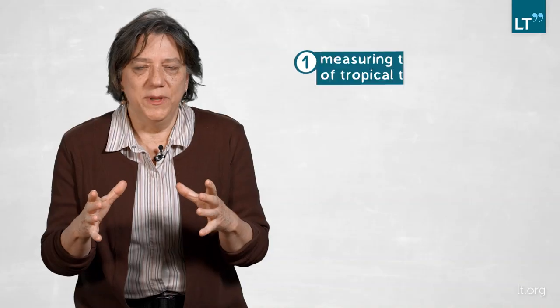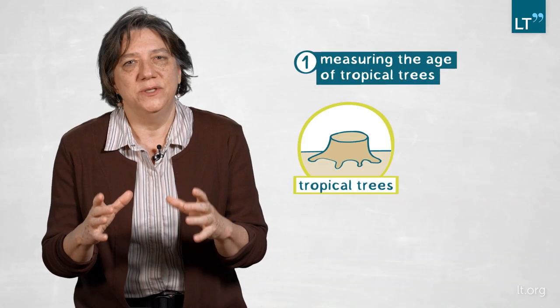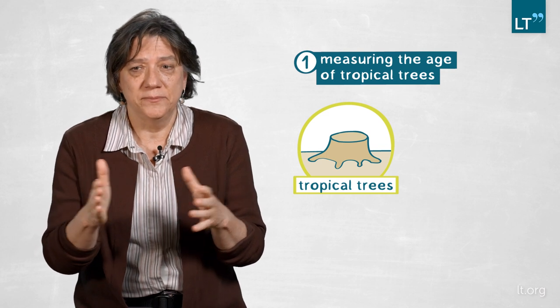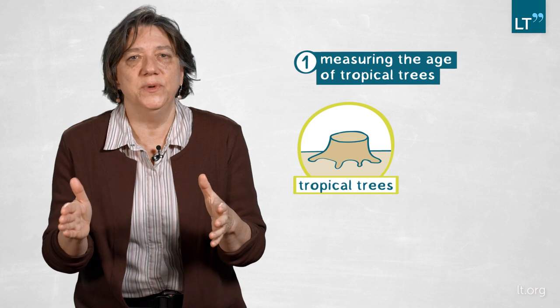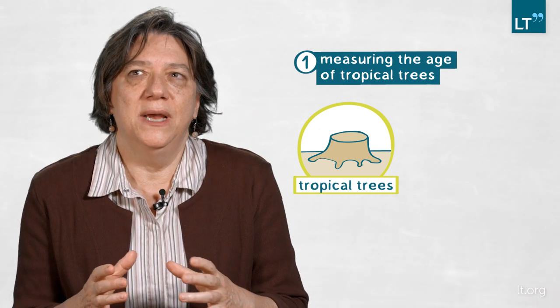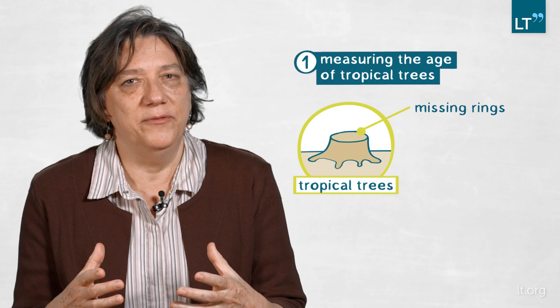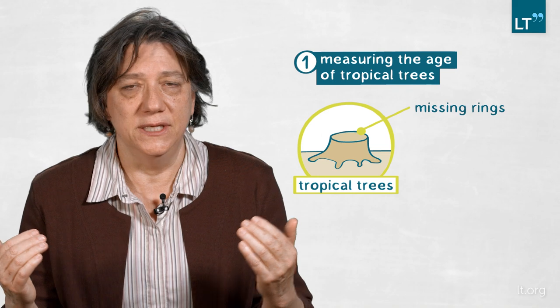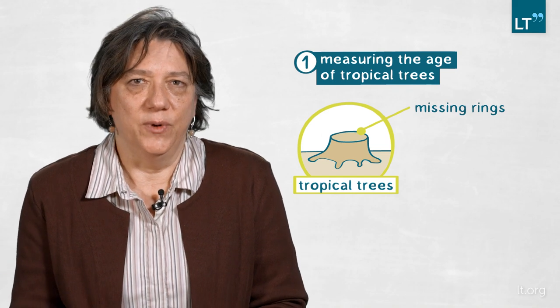I'm going to illustrate for you three representative findings. We use the bomb radiocarbon to tell a lot of different things about ecosystems. Probably the simplest one to understand is that we determine the ages and growth rates of tropical trees. Normally we use tree rings to get growth rates and calculate the age of a tree. But trees in the tropics have a lot of missing rings, or they may not have easily identifiable growth rings at all, because the climate doesn't vary over the season like it does in temperate latitudes.